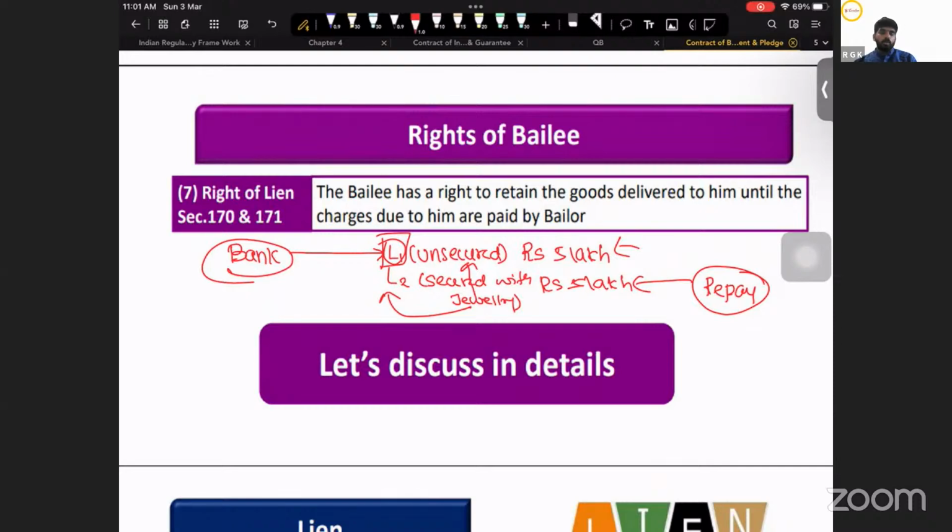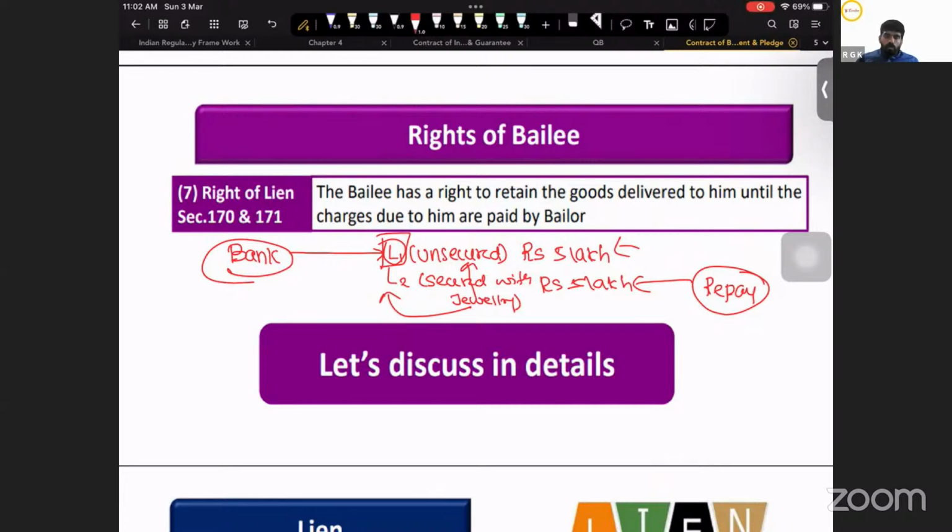But you should always understand that there should be a one-to-one relationship here. One-to-one relationship means for what thing he has done the work, towards that, if any money is due, he can retain such goods. Say first time you went for stitching a suit. You got it stitched. He gave the goods to you, but you failed to pay the tailoring charges. Second time you go to him, you are paying him the charges. But he cannot retain the goods saying that last time's charges are pending. Once it is lost, it is lost.